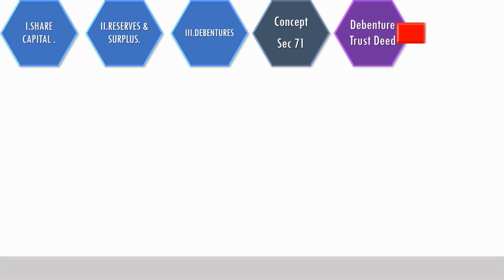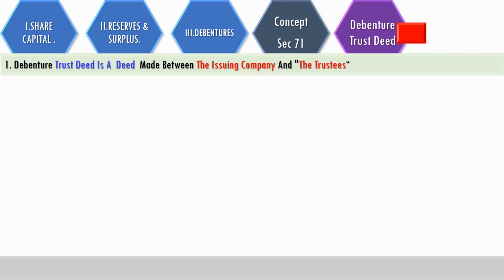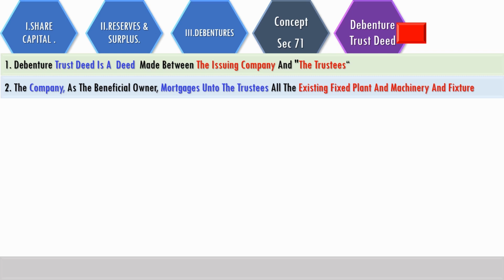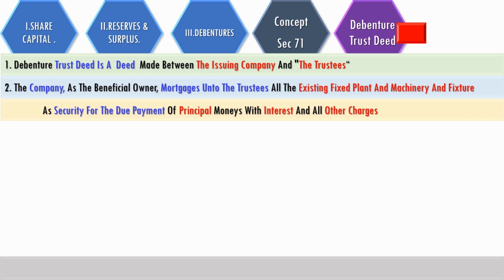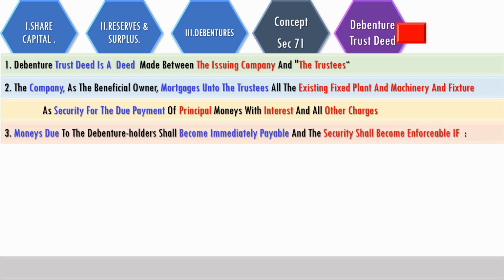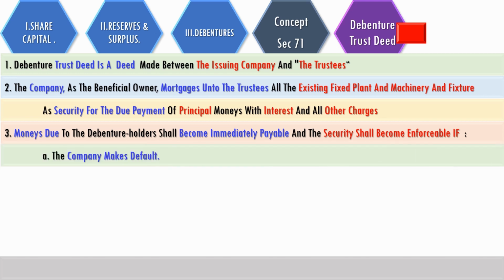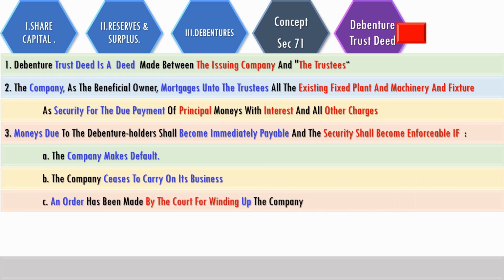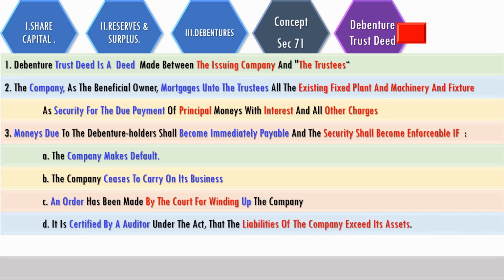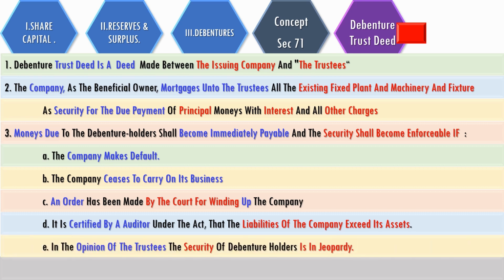Debenture trust deed is a deed between the company and the trustees. Company mortgages to the trustees all the existing fixed plant and machinery and fixture as a security for due payment of principal with interest and other charges. Monies due to the debenture holders shall become immediately payable in the following eventualities: when the company makes a default, or the company ceases to carry on its business, or an order has been made by the court for winding up of the company, or it is certified by an auditor that the company's liabilities exceed its assets, or in the opinion of trustees, the security of debenture holders is in jeopardy.